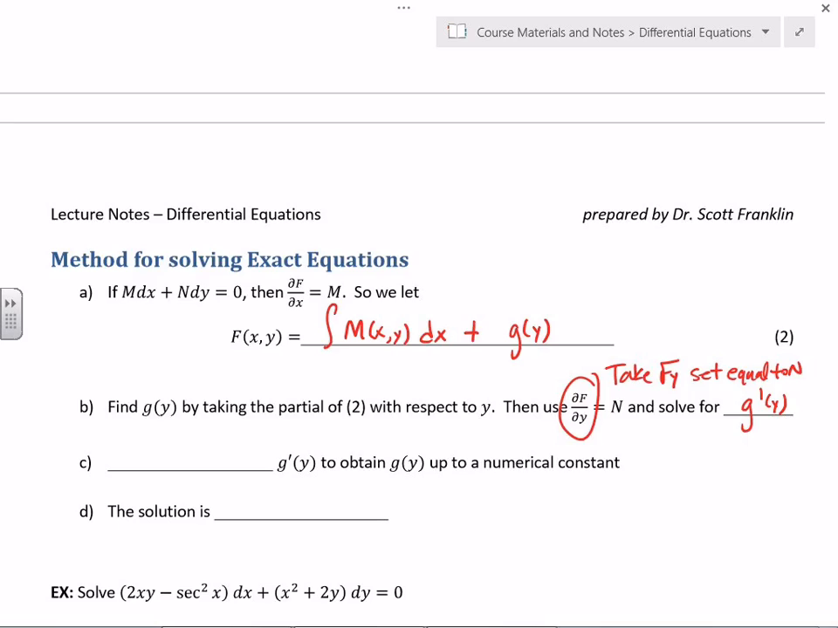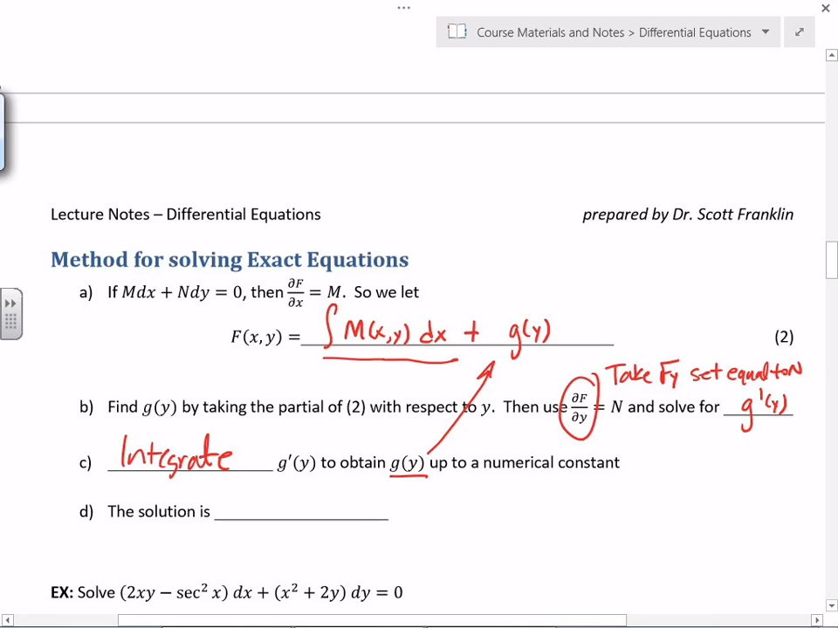Okay. I'm spending too much time explaining everything when it'll make a whole lot more sense when we just do it. Now we know g of y has to be something, so we integrate g prime of y to get g of y, and then we plug that back in up here. So you'll know what this is. You'll plug in your g of y up there, and you'll say, I know what f of x y is, just set it equal to a constant, and that is your implicit solution to the differential equation.